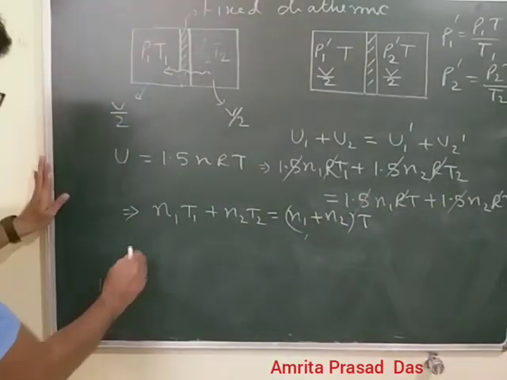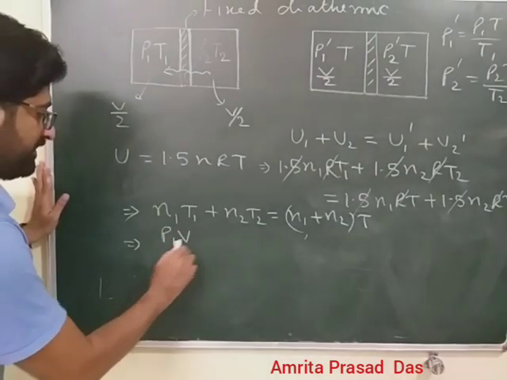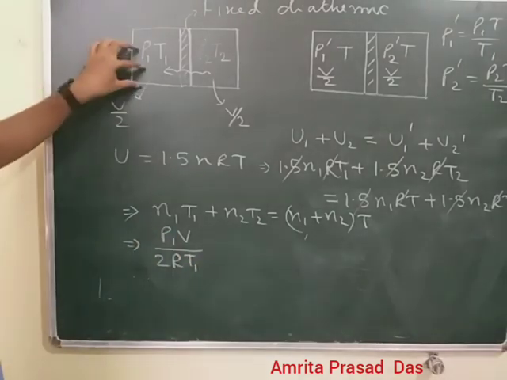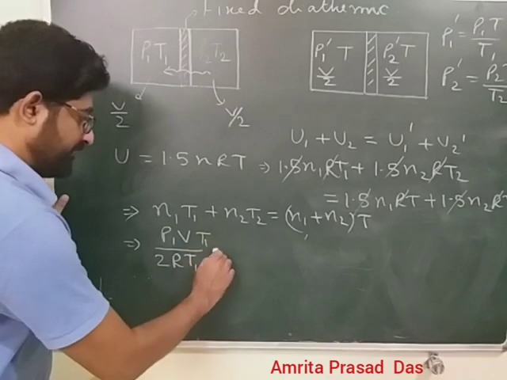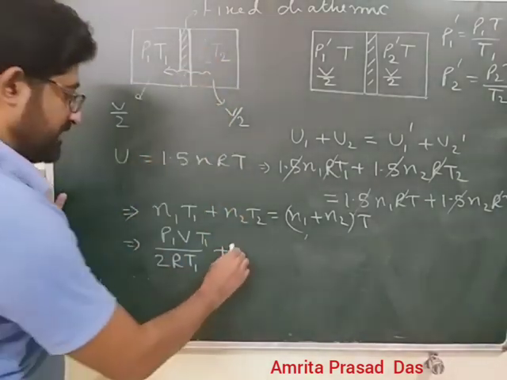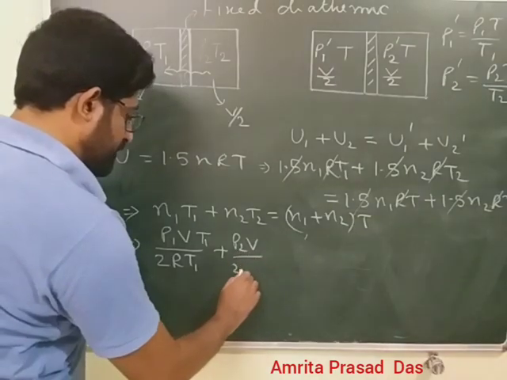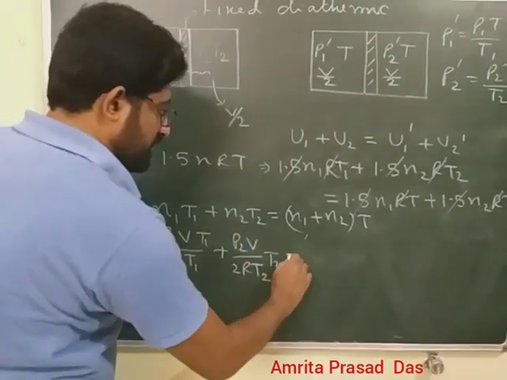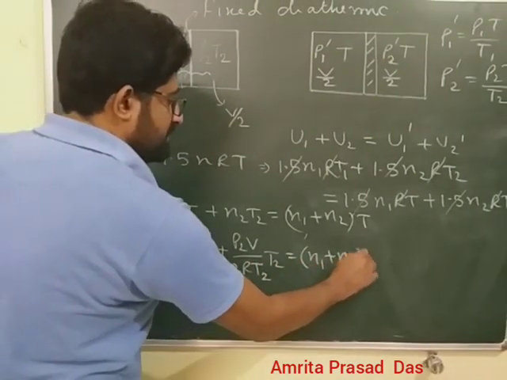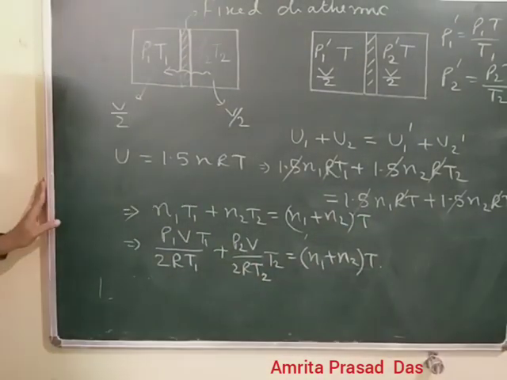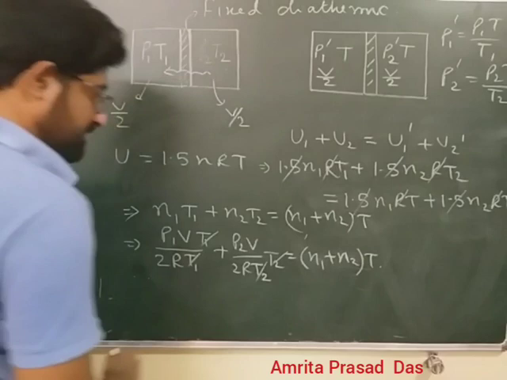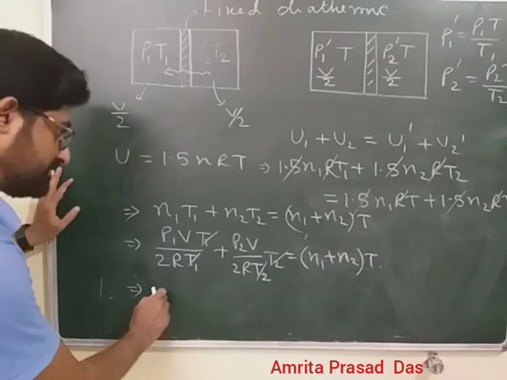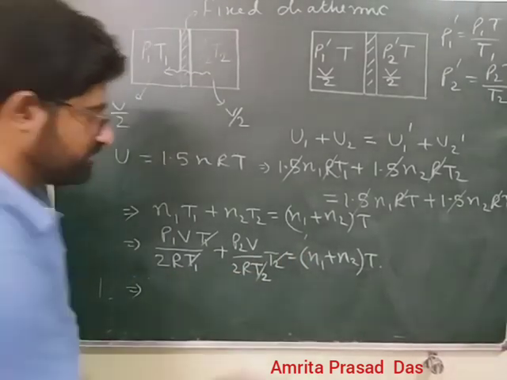N1, the number of moles, is equal to P1 V by 2 R T1, as this volume is V by 2, into T1. N2, the number of moles in this chamber, is P2 V by 2 R T2, this volume is V by 2, into T2, is equal to N1 plus N2 into T. T1 cancels this. Therefore, here we have to put N1 and N2.